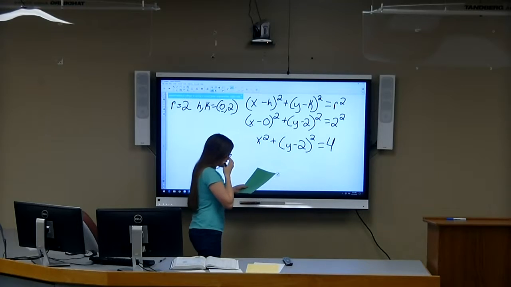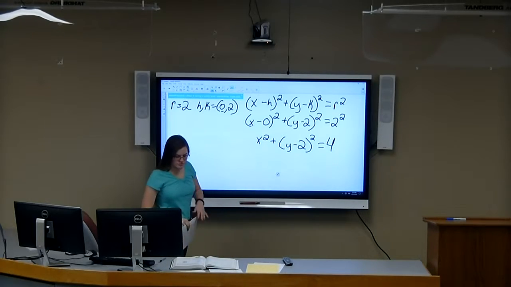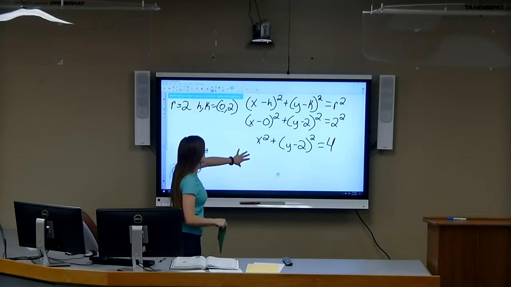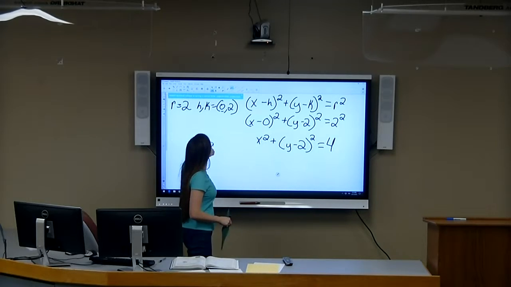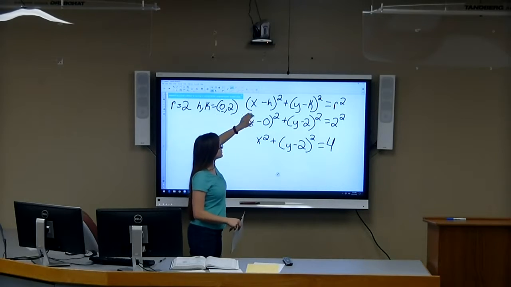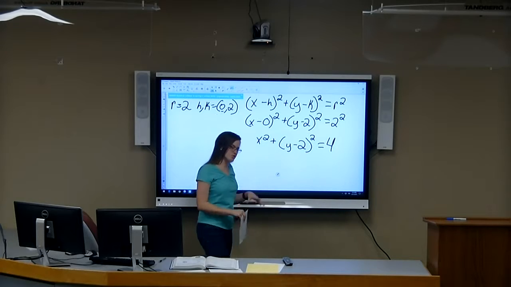Okay, anyhow, that is standard form of a circle. So you'll just plug in your radius and your center, and then if there's anything that needs to be simplified, you have to simplify it, and then you'll have your answer for standard form.